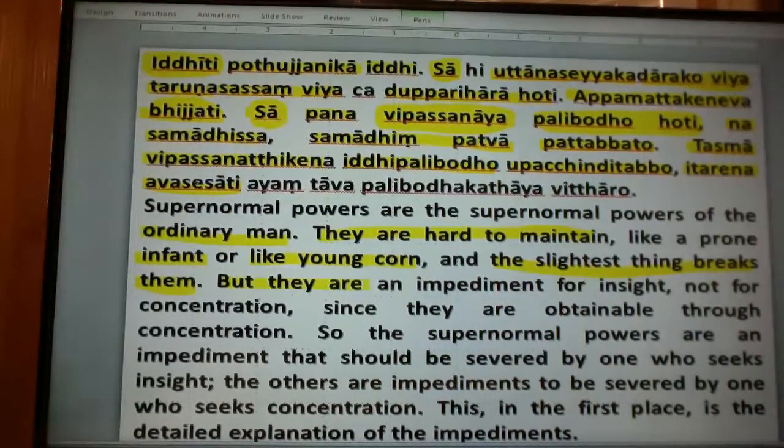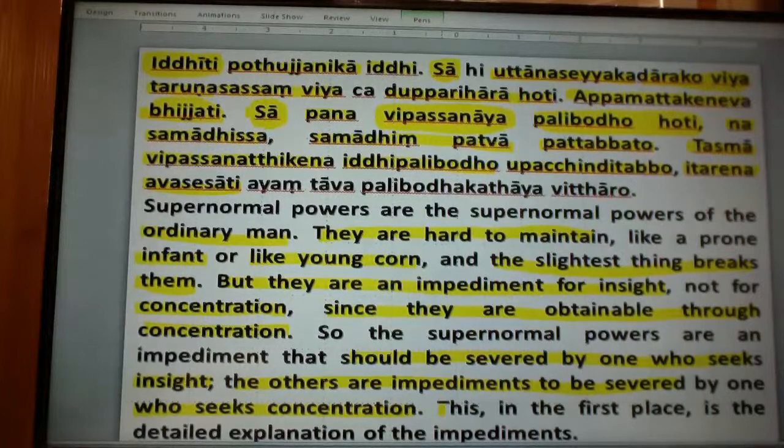But they are an impediment for insight only, not for the practice of concentration, since they are obtainable through concentration. So the supernormal power impediment should be cut off by one who seeks insight meditation, Vipassana. The other impediments are to be cut off by one who seeks concentration, the samatha.